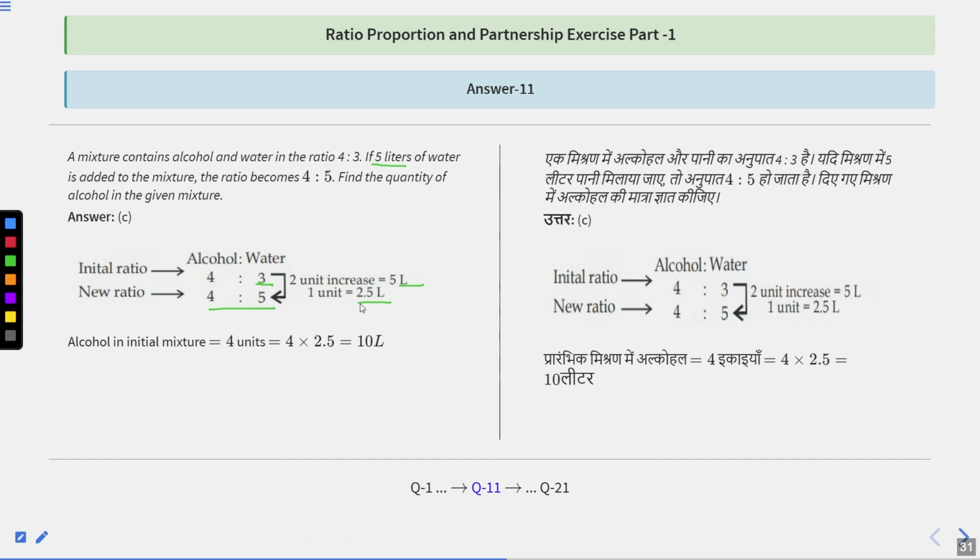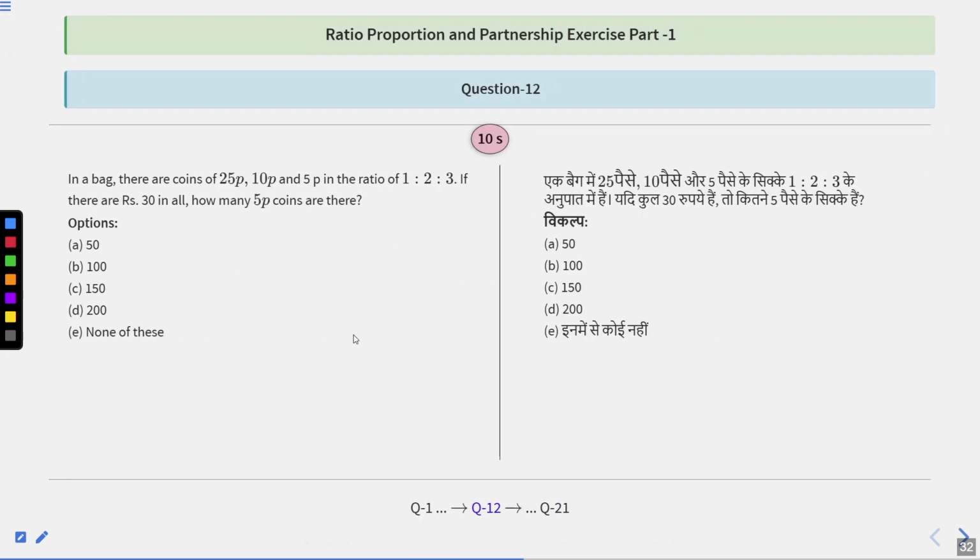Now the question is to find the quantity of alcohol. If 1 unit is 2.5, then the alcohol is 4 units. We multiply 4 units by 2.5, which is 10 liters. C is the correct answer. In a bag, there are coins of 25 paisa, 10 paisa and 5 paisa in the ratio 1:2:3. If there are 30 rupees in all, how many 5 paisa coins are there? You have 5 options and 10 seconds to analyze the question. Your time starts now.